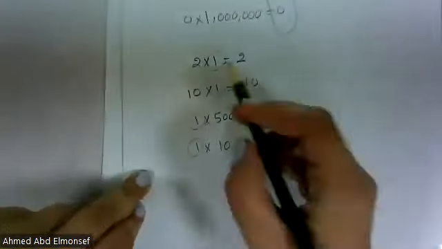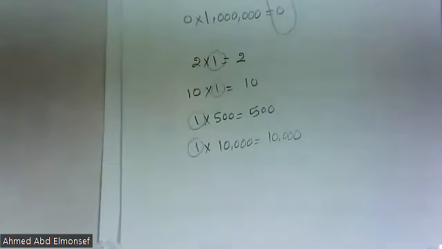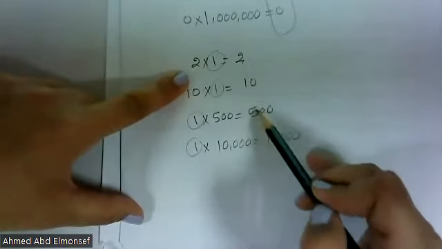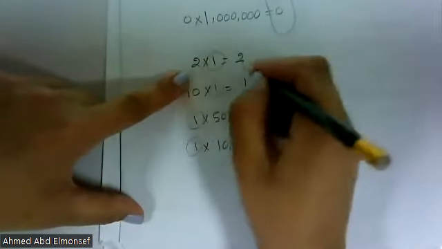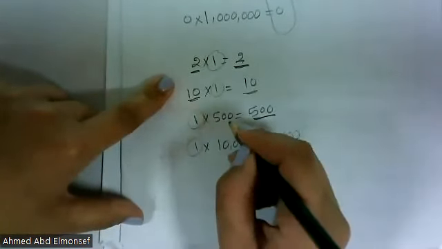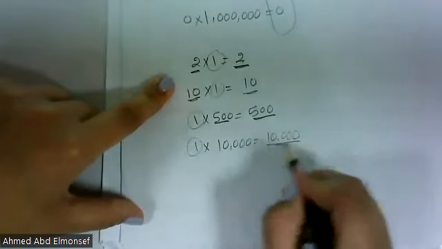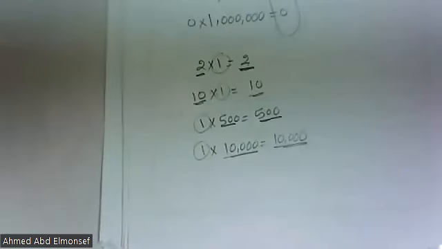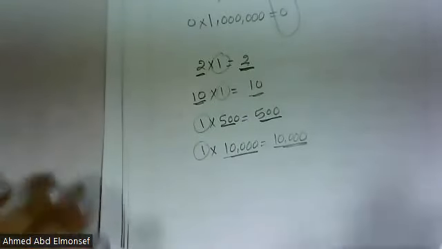ادي نفس الاكزامبل اهو. لسه كنا بنقول if we multiply the numbers by 1, it always gives me the same number. So the 2 is a multiple of 2. The 10 is a multiple of 10. 500 is a multiple of 500. 10,000 is a multiple of 10,000. So every number is a multiple of itself.